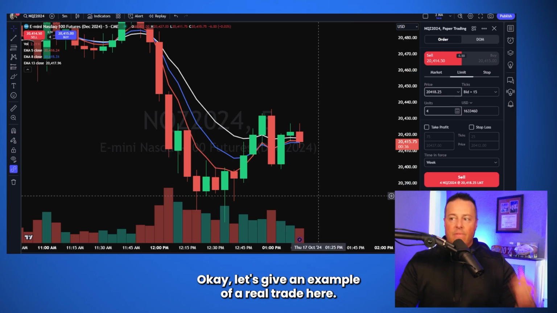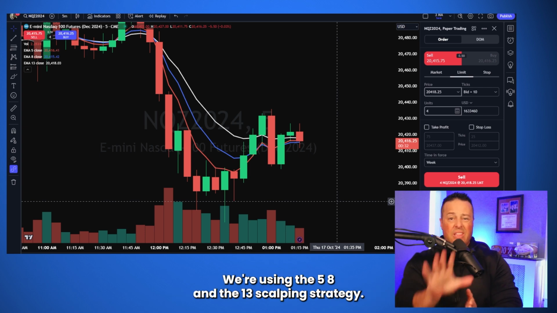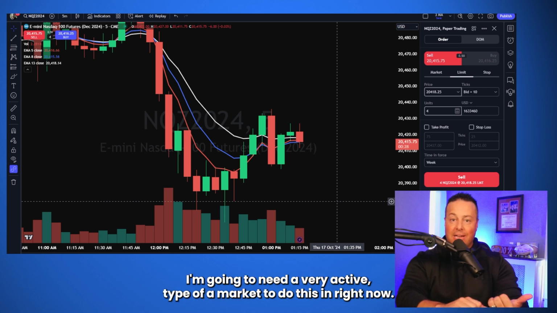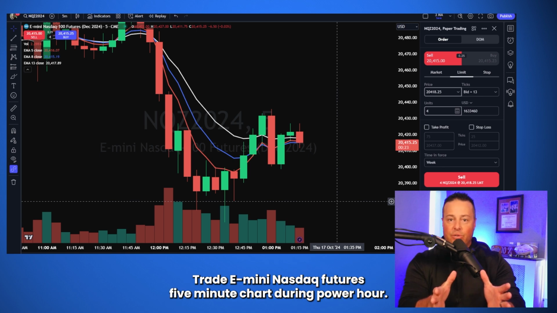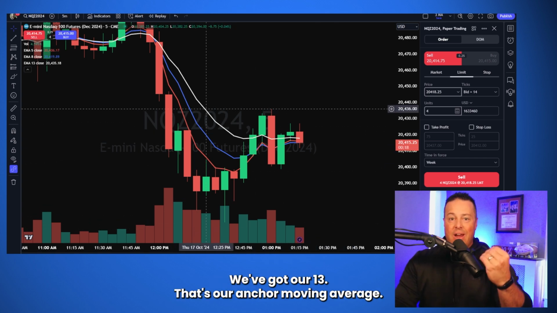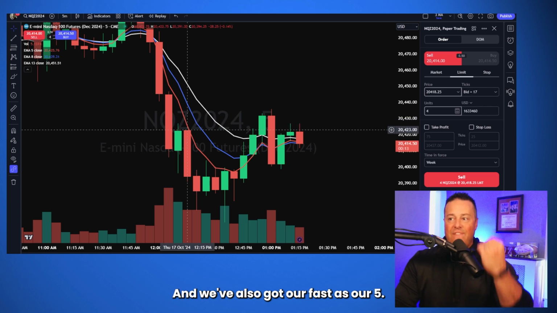Okay, let's give an example of a real trade here. I'm using this strategy, this 3 moving average strategy. We're using the 5, the 8, and the 13 scalping strategy. I'm going to need a very active type of a market to do this in. Right now, I'm trading E-mini NASDAQ futures, 5-minute chart during power hour right before the close. So what do we have here? We've got our 13, that's our anchor moving average. We've got our medium, which is our 8, and we've also got our fast, which is our 5.